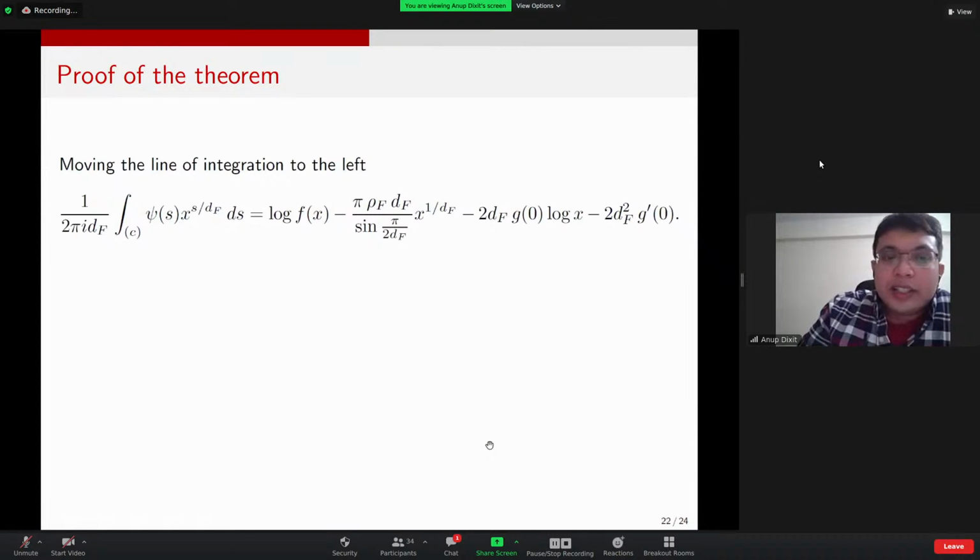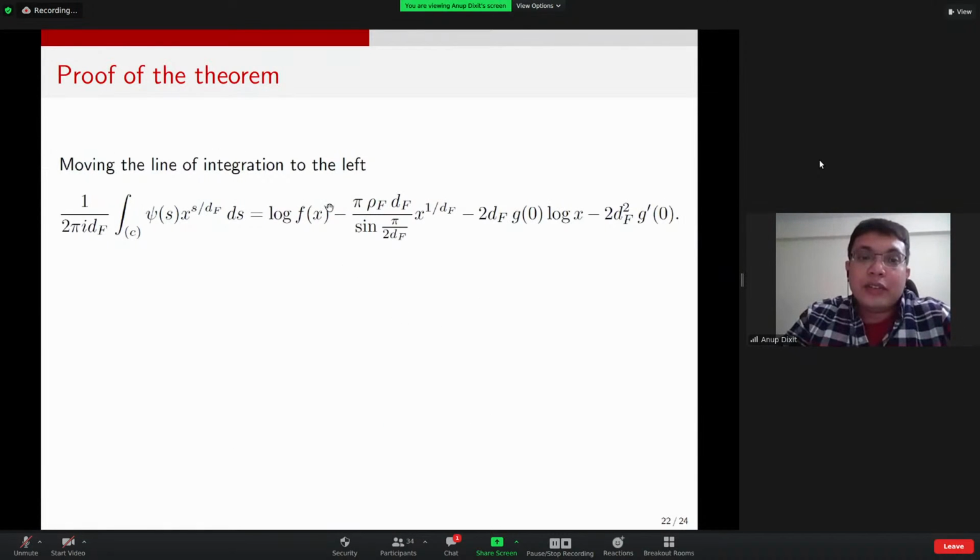Okay. And once we move the line of integration to the left, because we know that the psi has poles only at 0 and 1, we will get the following. Here log fx is just the main term, and this term comes from the pole arising from g of s at s equals 1, and these two terms come from the double pole arising from that s times sin s over df. So once we have all this, we already know some bound on this particular quantity using those two lemmas.